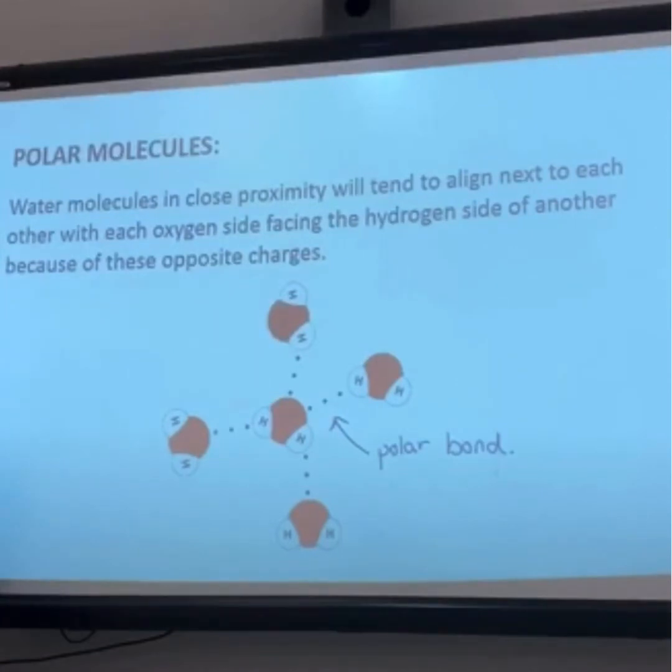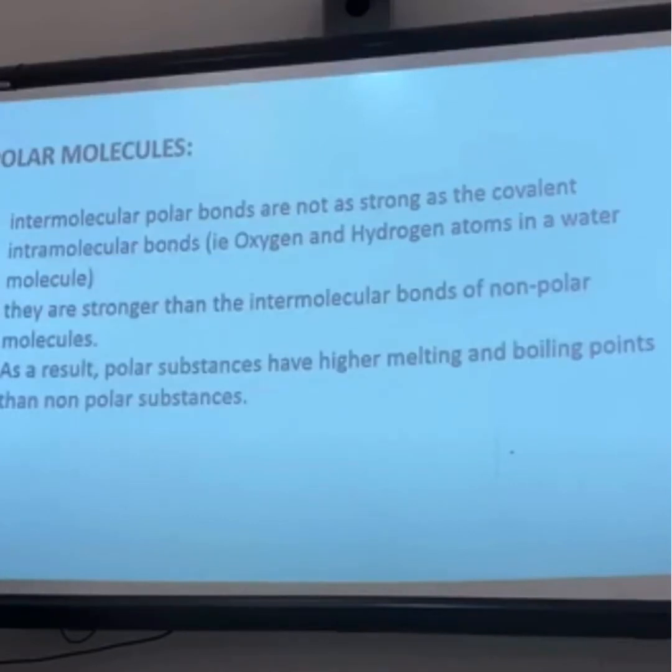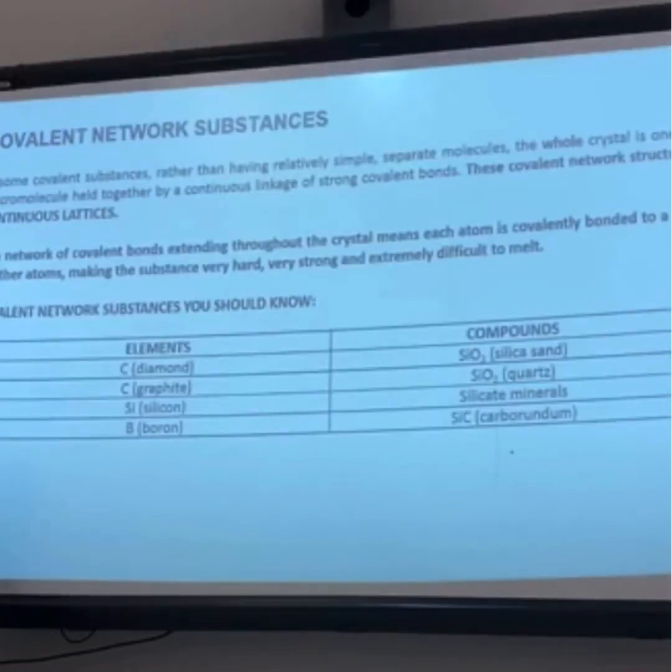All right, next slide. Yep, we talked about that. They have higher melting and boiling points, which, like I said, is why water is liquid at room temperature rather than a gas. Because those bonds are stronger, they're closer together, making it a liquid. On to the next topic.